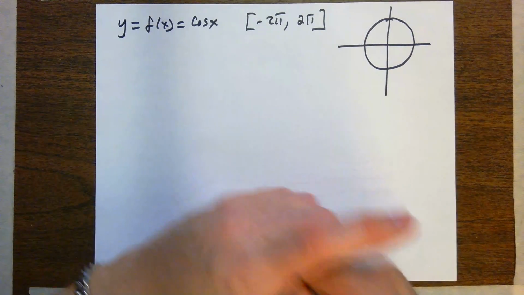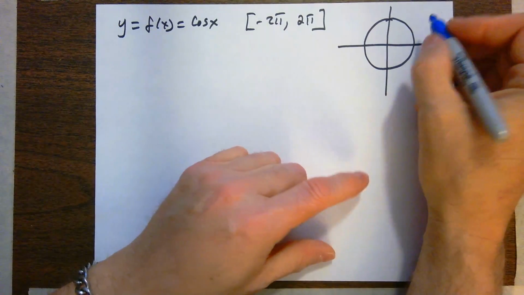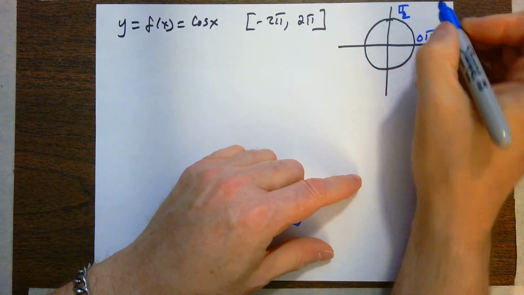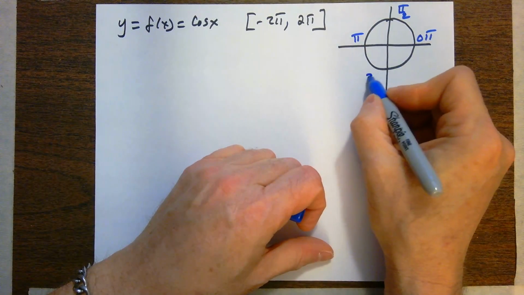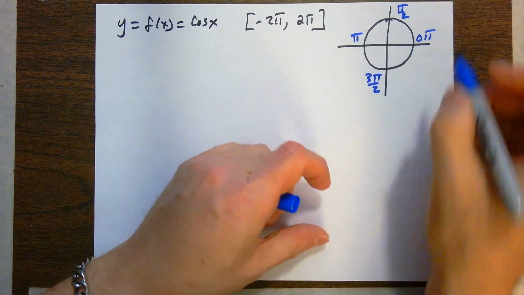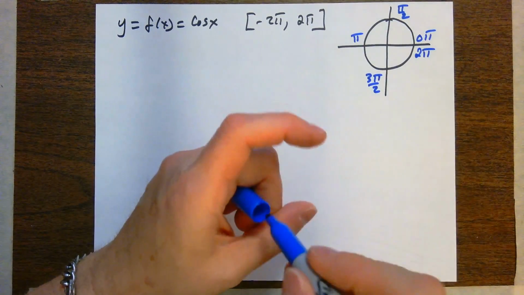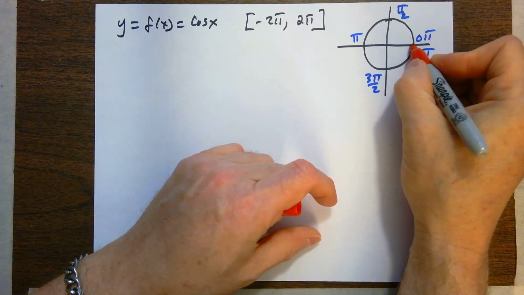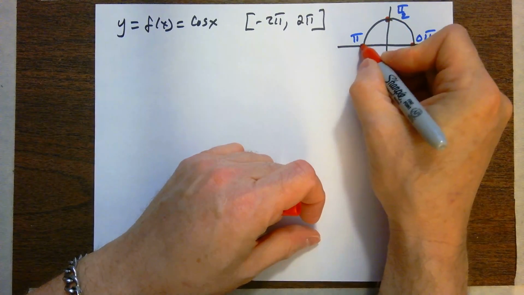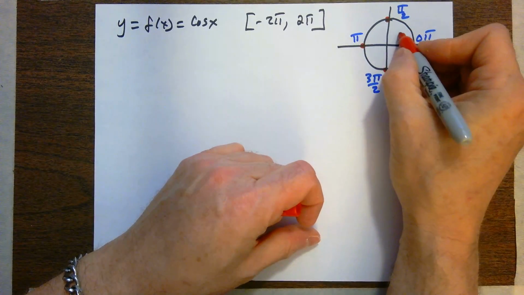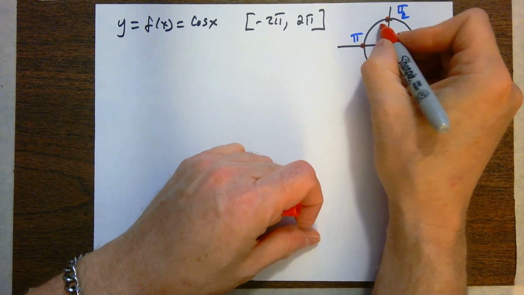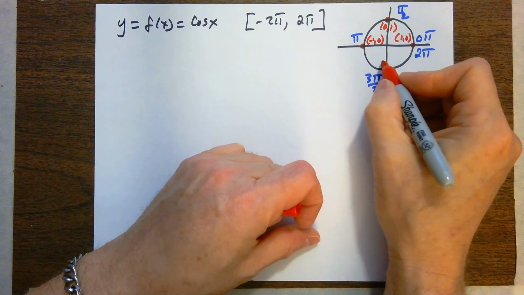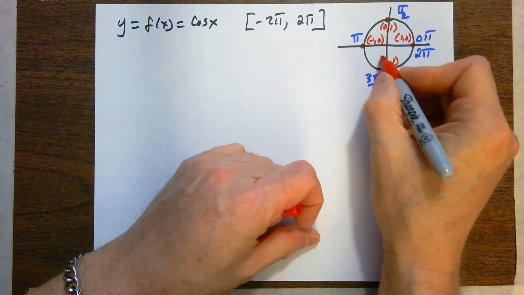In my unit circle, I know I'm going to have 0, pi over 2, pi, 3 pi over 2, and 2 pi, and 0 and 2 pi are the same. Going backwards are the negative numbers. And the coordinates, I know I'm going to need the coordinates here in a moment. The coordinates are 1, 0; 0, 1; negative 1, 0; and 0, negative 1.